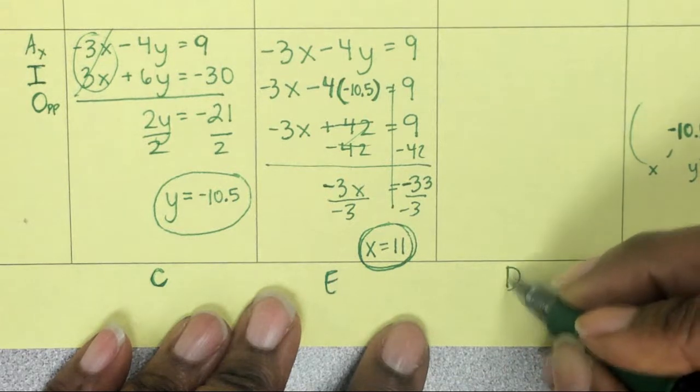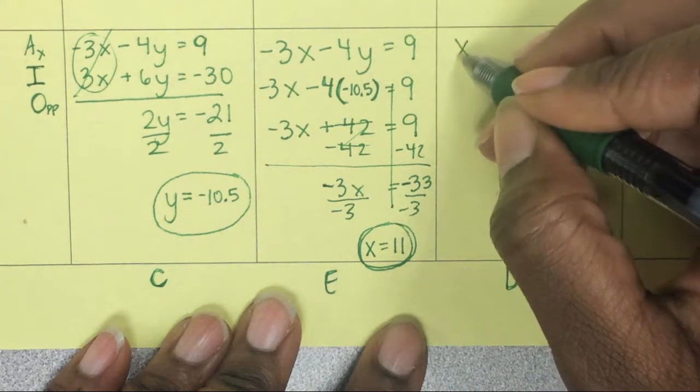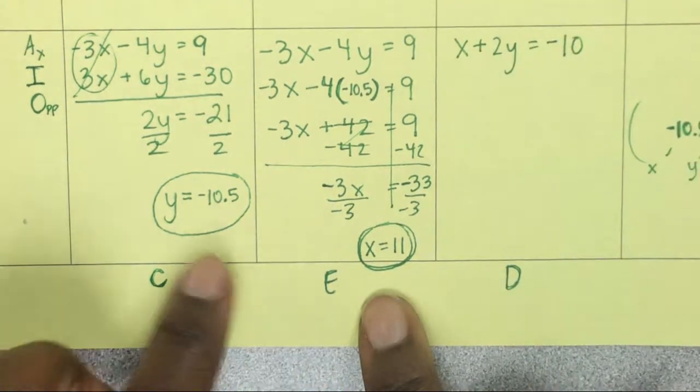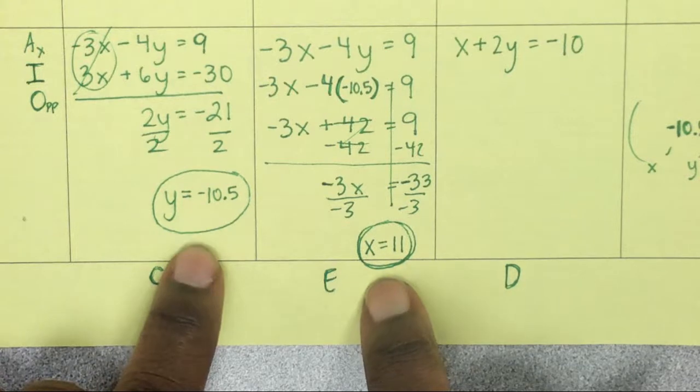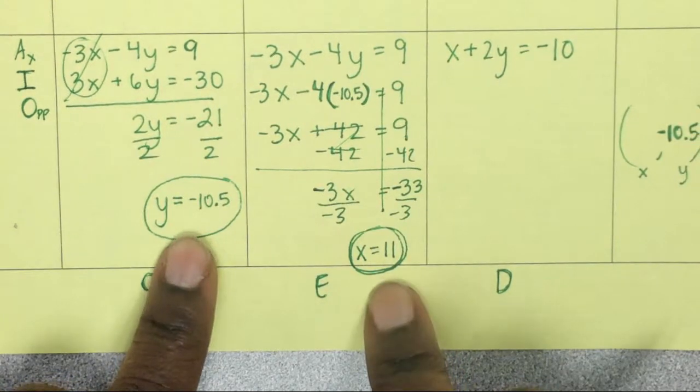Now the D stands for difficult. So use the other equation and let's try to check our solution that we think is correct. We think the X is 11 and the Y is negative 10.5.